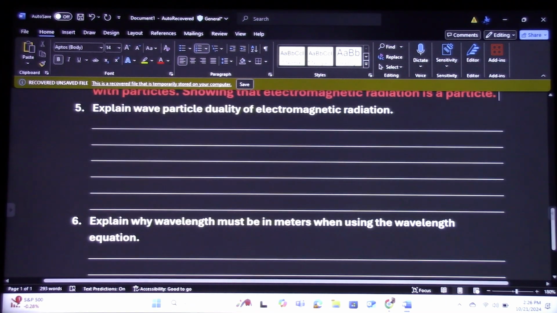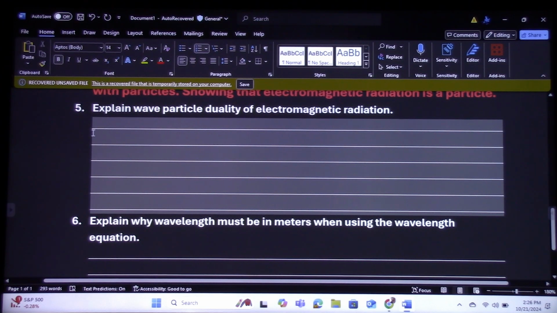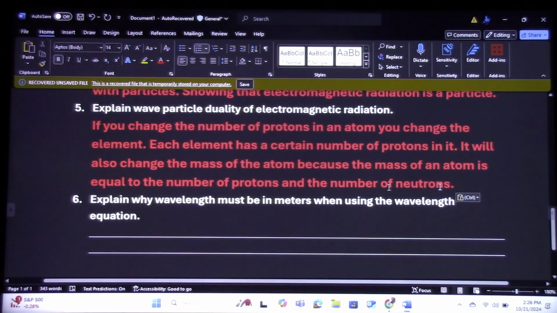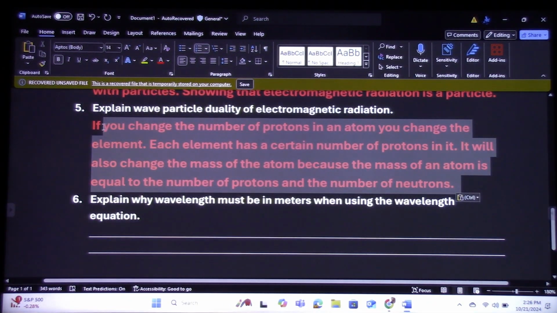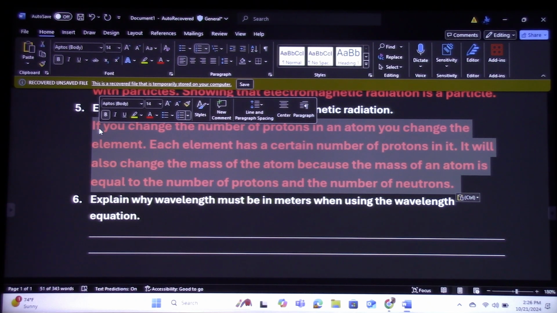So then we go to number 5. Explain wave-particle duality of electromagnetic radiation. This one kind of combines the two together. So with all the information I've given you now, I would go into a lot of detail with this one.